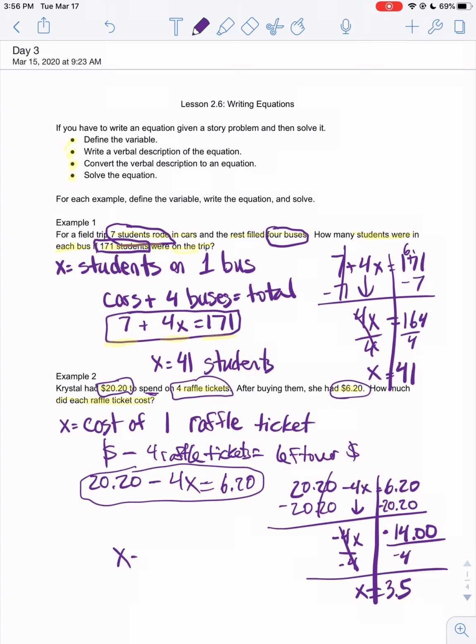But then that's not money. So my final answer would be X equals $3.50. Okay, so those are more straightforward.